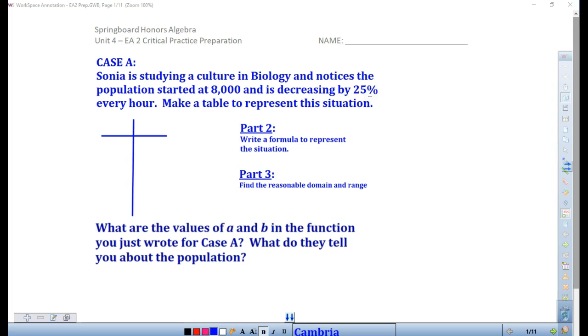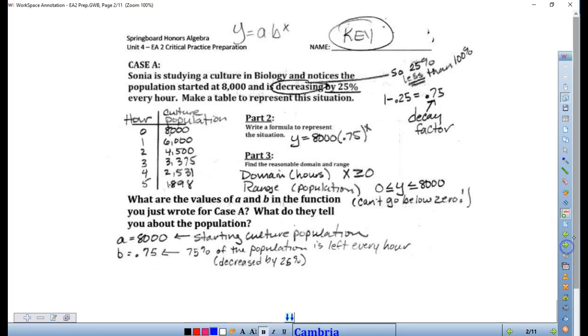We know if it's decreasing that when we go to write a formula for this situation, the factor would have to be less than 1, between 0 and 1 somehow. So if we take that 25% away from the whole, hopefully you came up with a decay factor of 0.75. And then you need to define the reasonable domain and range and describe the values of A and B and what they tell you. So here's what I came up with.